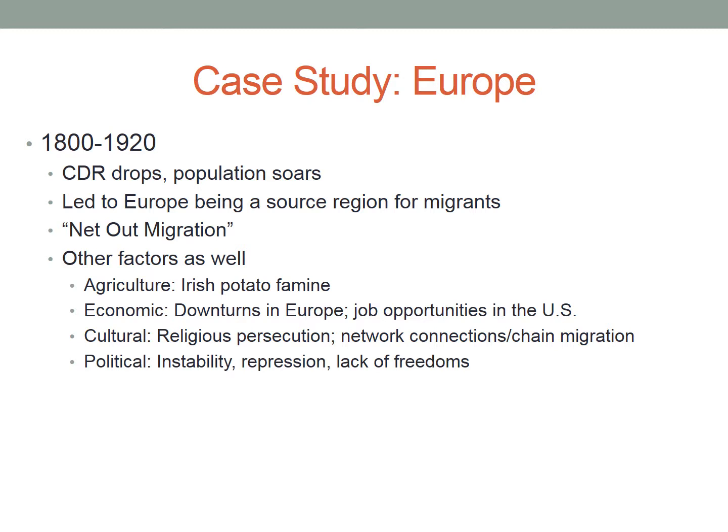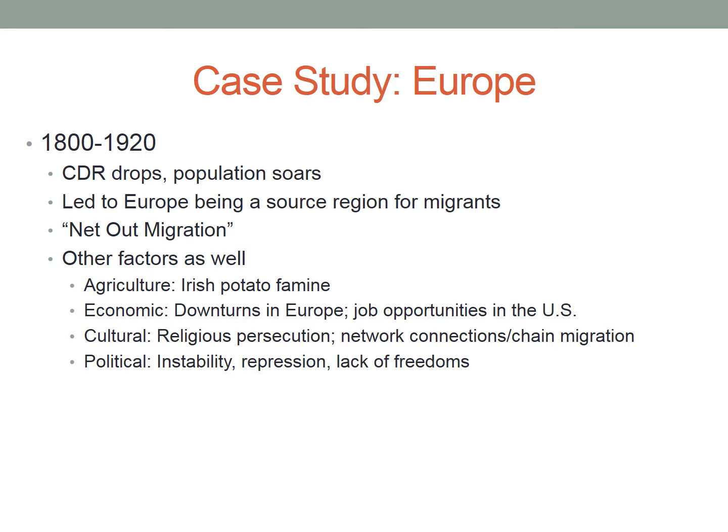And so outmigration serves that point. So we see that a lot in stage 2 regions and countries, and Europe, in this case, was certainly in stage 2. So we see net outmigration, more emigration than immigration. And there are other factors as well. Things like the Irish potato famine would have served to drive people away. Economic downturns in Europe, as well as job opportunities in the United States. Push factors pushing people away from Europe, pull factors bringing people to the United States. Religious persecution would have pushed people away. Political instability would have pushed people away.